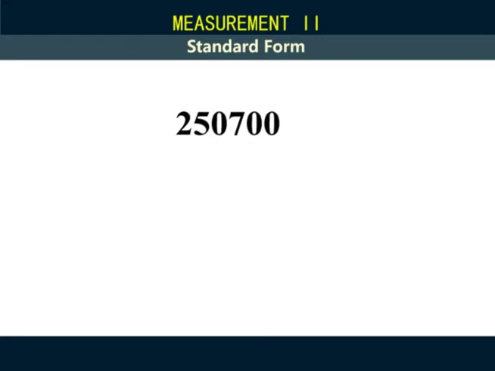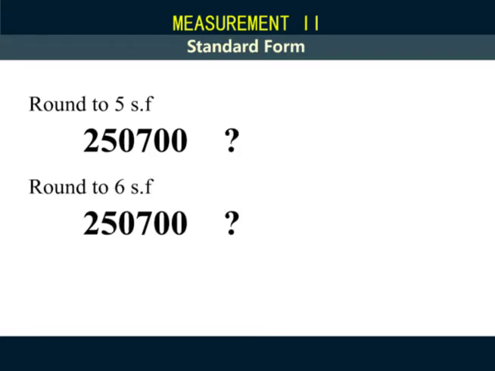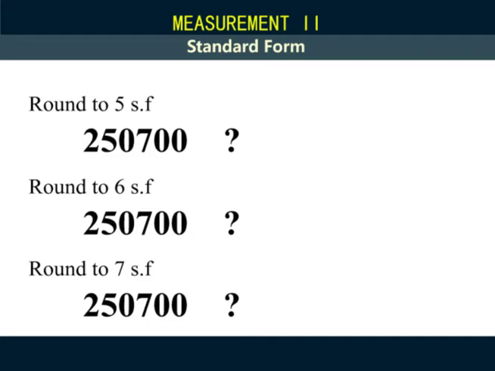Consider this number again, 250,700. According to the rules we've just seen, this number has four significant figures because the trailing zeros are not significant. But if we add a decimal at the end, the zeros become significant. Suppose you want to write this number to 5 significant figures. What will it be? How about 6 or 7 significant figures? You will realize there is usually a lot of ambiguity when we have trailing zeros lying before an understood decimal.